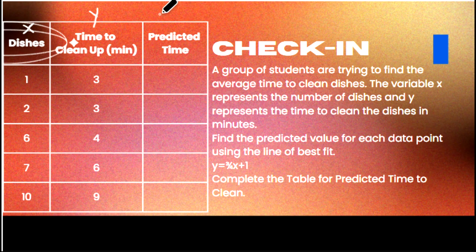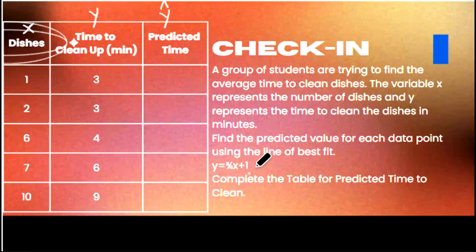Find the predicted value for each data point using the line of best fit, and there's our formula. So this one is going to be y hat. That's our predicted time. Okay. So what we need to do is take x, plug it into this formula, and solve to get y hat. Does that make sense? Okay.